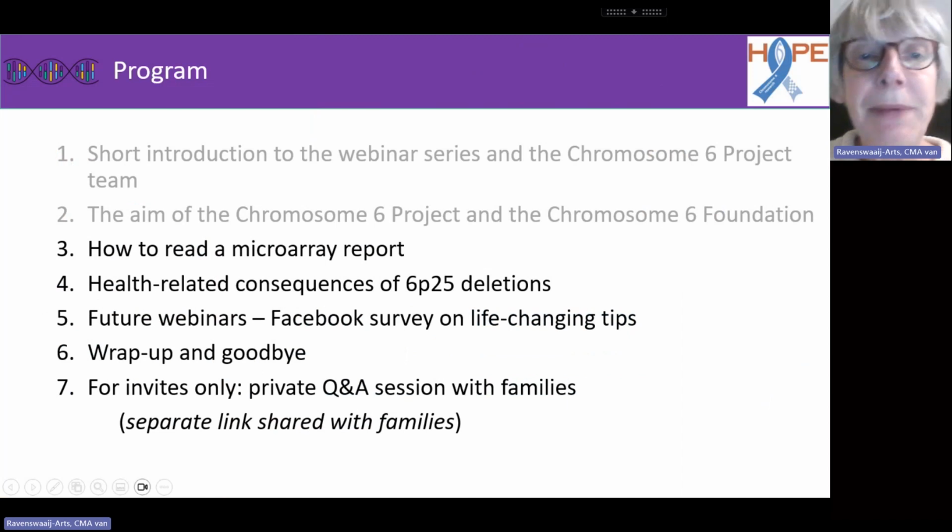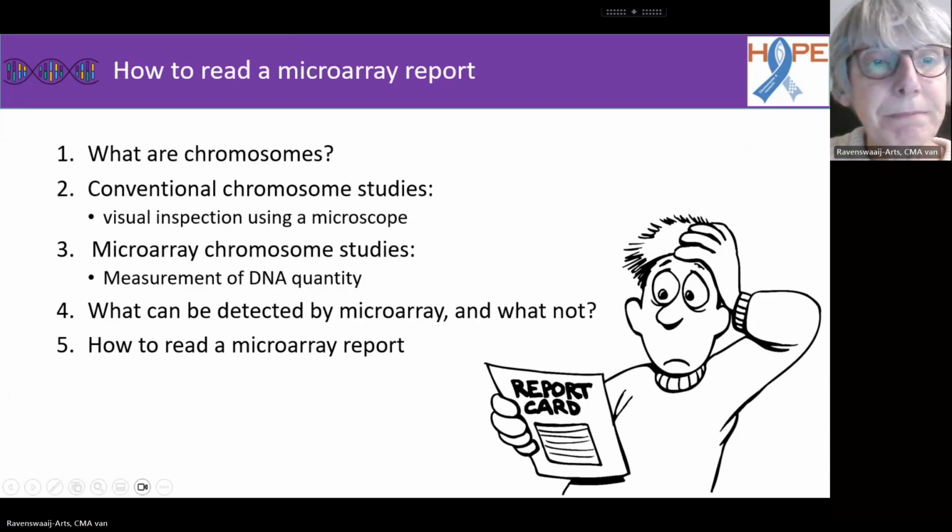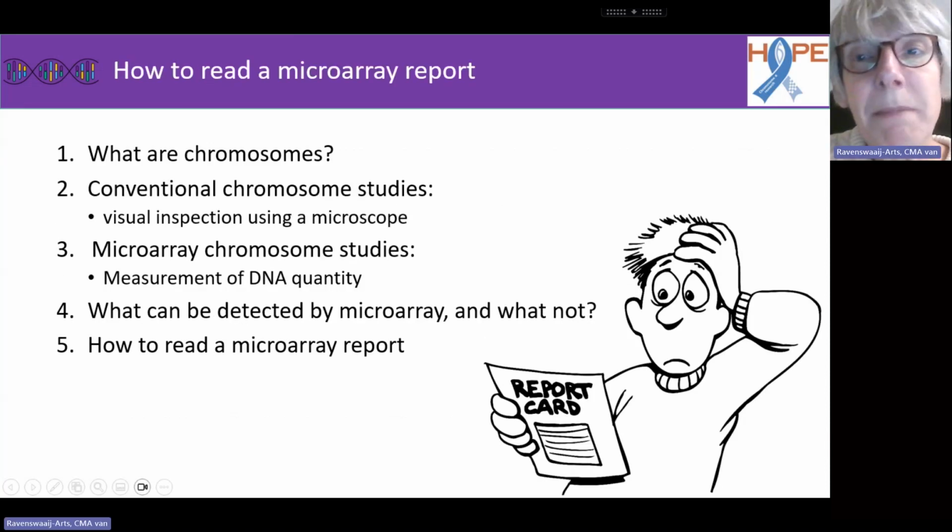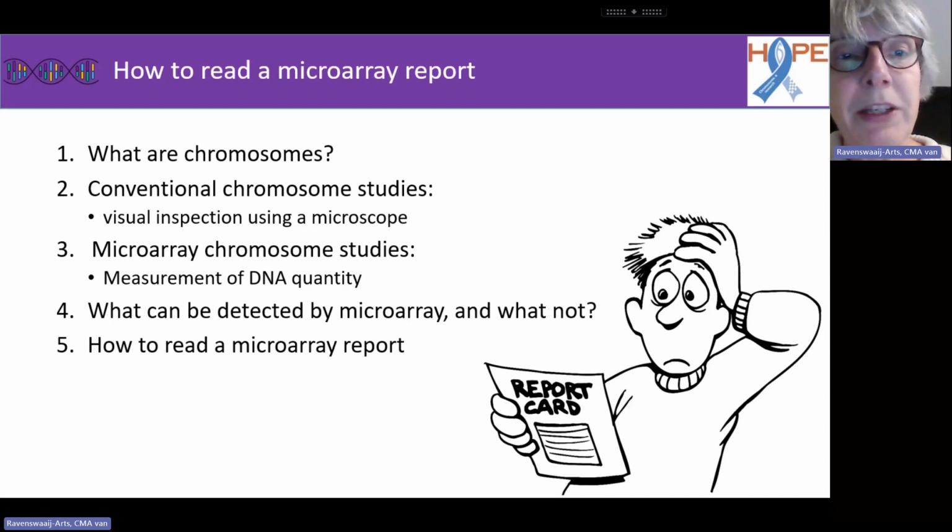Now, let us start with a very practical but also very theoretical part of the webinar, how to read a microarray report, sometimes also called a SNP array, array CGH, or just simply an array. In order to explain a microarray report, I first need to explain chromosomes and the different ways chromosomes can be studied. Visually, by looking through a microscope, or quantitatively, by measuring the amount of DNA, the material that forms the chromosomes. I will explain what can be detected by microarray and what not, and finally how to read the report.